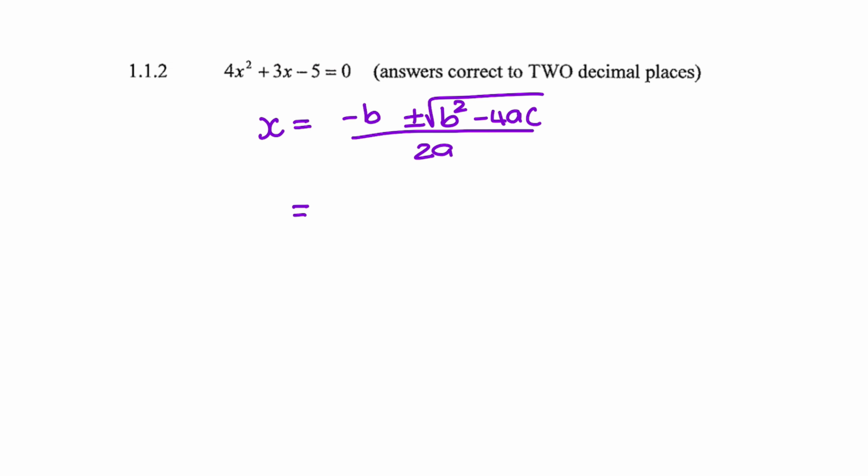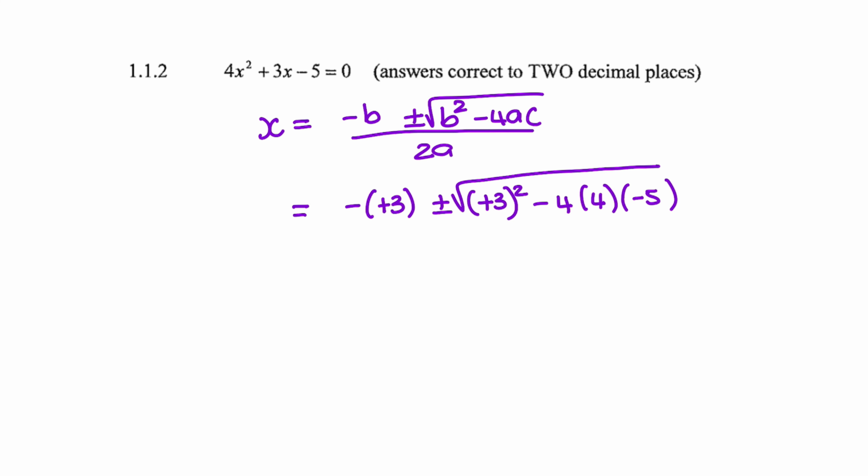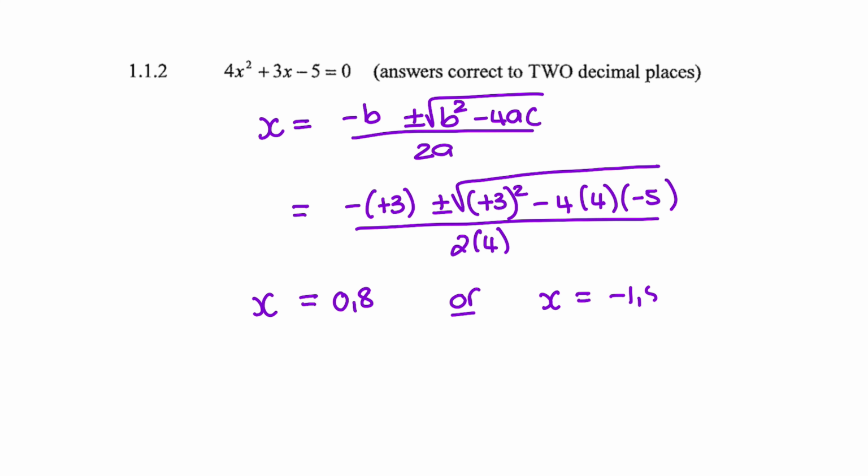And the c value would be negative 5, the constant value. So when I substitute, I have negative 3 plus minus the square root of 3 squared minus 4 times a, which is 4, and c, which is negative 5, over 2 times 4, which is the a value. And when I simplify by using my calculator, I have x is equal to 0.8, or x is equal to negative 1.55.